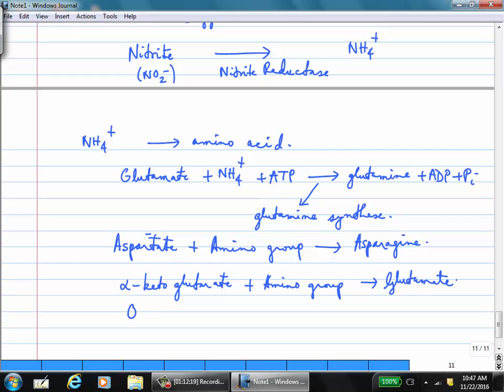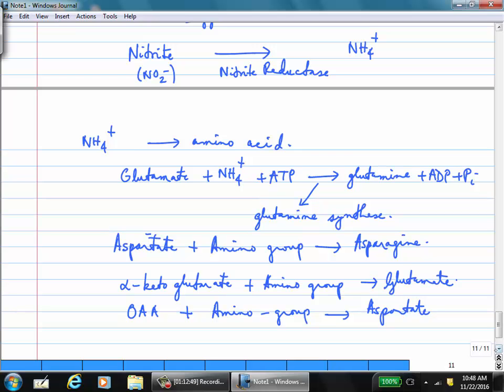If you take OAA, oxaloacetate, and add an amino group, you get aspartate. So to get glutamate, you start with alpha ketoglutarate, add an amino group, and then you will get glutamate. If you start with OAA, which is one of the things that we saw in glycolytic and TCA cycle pathways, you will get aspartate.